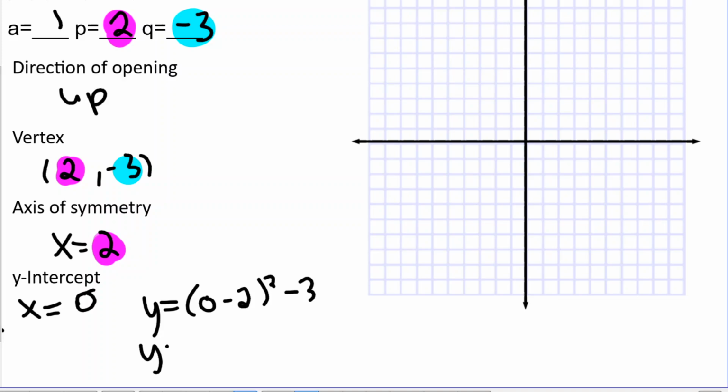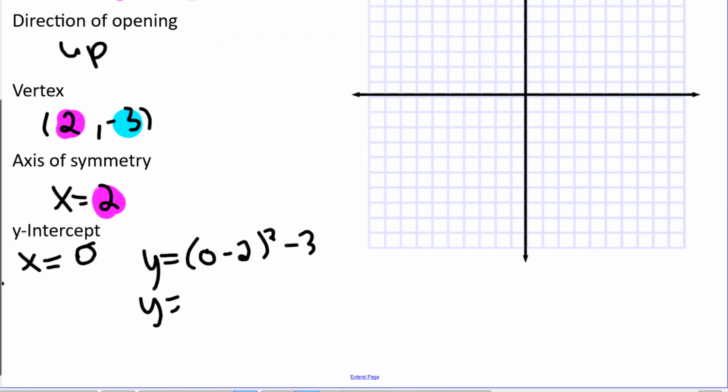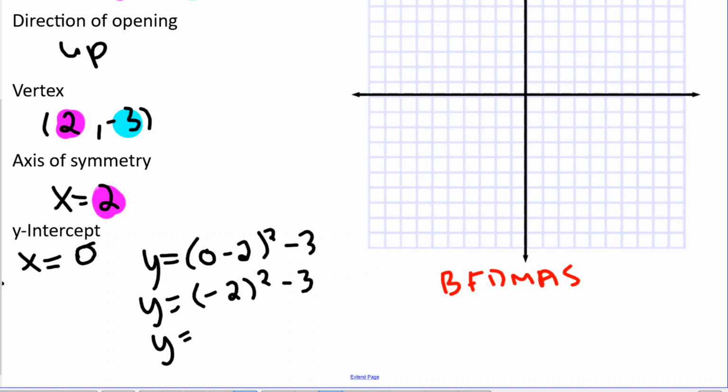So we just make sure we follow our correct order of operations. I deal with operations inside the brackets first, so I do 0 minus 2. Then I have to deal with exponents, making sure we're going through BEDMAS, that correct order of operations. I did brackets. Now I'm going to do exponents. Negative 2 squared, be careful, is positive 4.